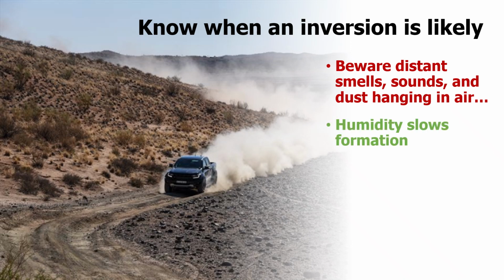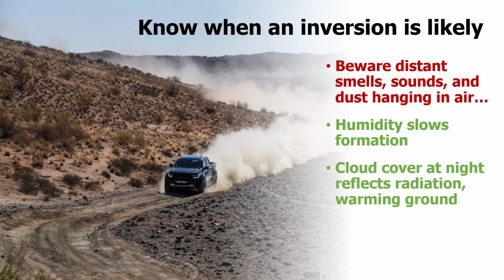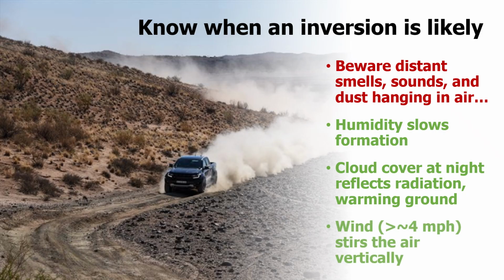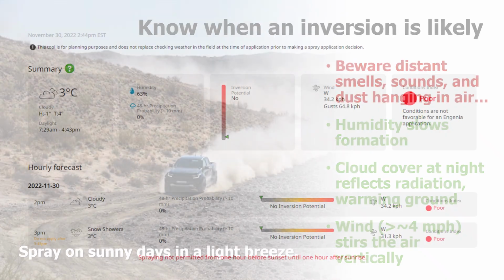If it's really humid, you may not be in an inversion. It kind of slows down the intensity. Cloud cover at night bounces radiation back to the ground. It never lets the inversion form. You never get a cold layer. It's like a microwave. And of course, wind. If it's windy, you're probably not in an inversion. It'll stir the layers up. And if we have wind, light wind, we know where the product's going to go, as long as it keeps going that way. So all this to say, sunny days with a light breeze, that's the way to spray.